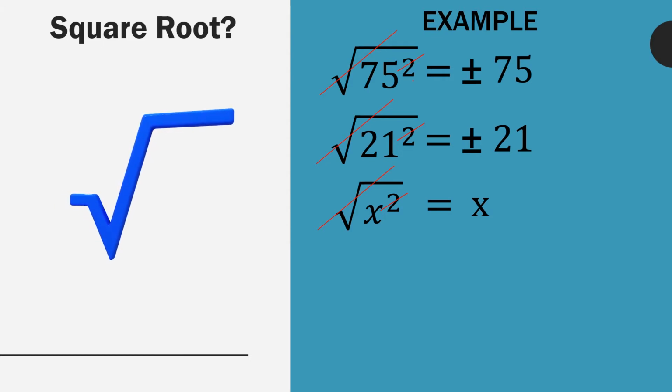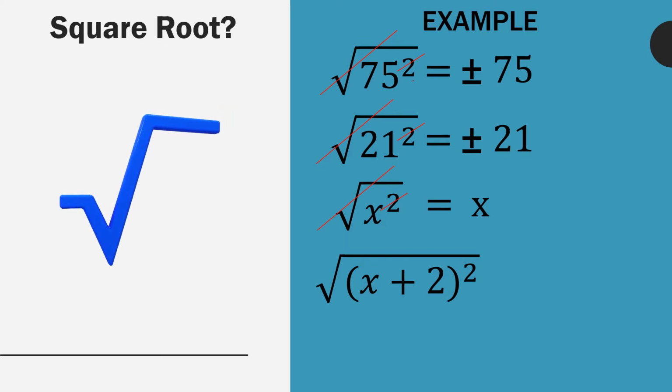Sir, there is no positive and negative. Okay, class. When we deal with variables inside our radical sign or square root, we will use positive. Okay? So that is why it is just x. Positive x. Like this. Okay?